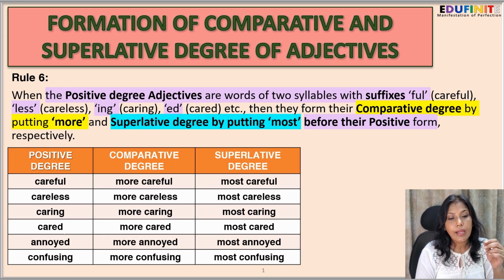Let's look into their examples. Careful, here again we are adding full. More careful, most careful. Next, less, careless, more careless, most careless. Ing, that is caring, more caring, most caring. Ed, cared, more cared, most cared. Annoyed, so that is a positive degree ending with ed. So it becomes comparative by adding more to it, more annoyed, and superlative by adding most to it, most annoyed. Next, confusing, more confusing and most confusing.